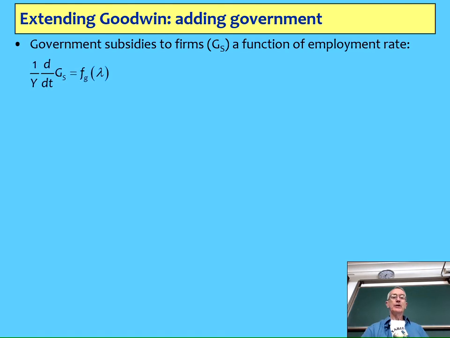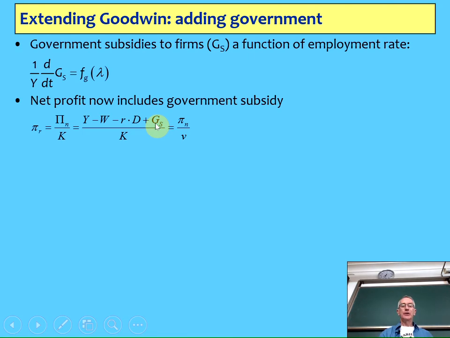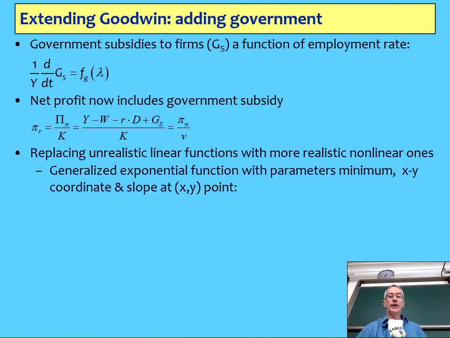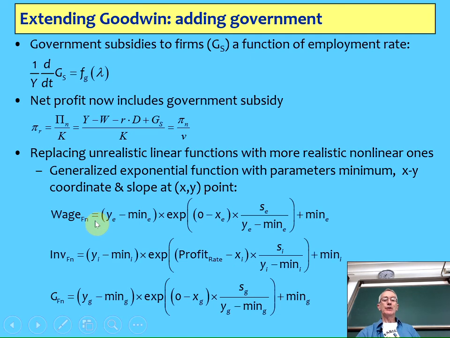So what I bring in here is to say that the rate of change of government spending as a percentage of GDP is a function of the employment rate. And net profit now includes that government subsidy. So I now have output minus wages, minus interest bills, plus what the government is paying as a subsidy by the government's capacity to create money. And then what I do now is also replace those unrealistic linear models with a generalised exponential function for each of these arguments. So the wage function is an exponential function now.